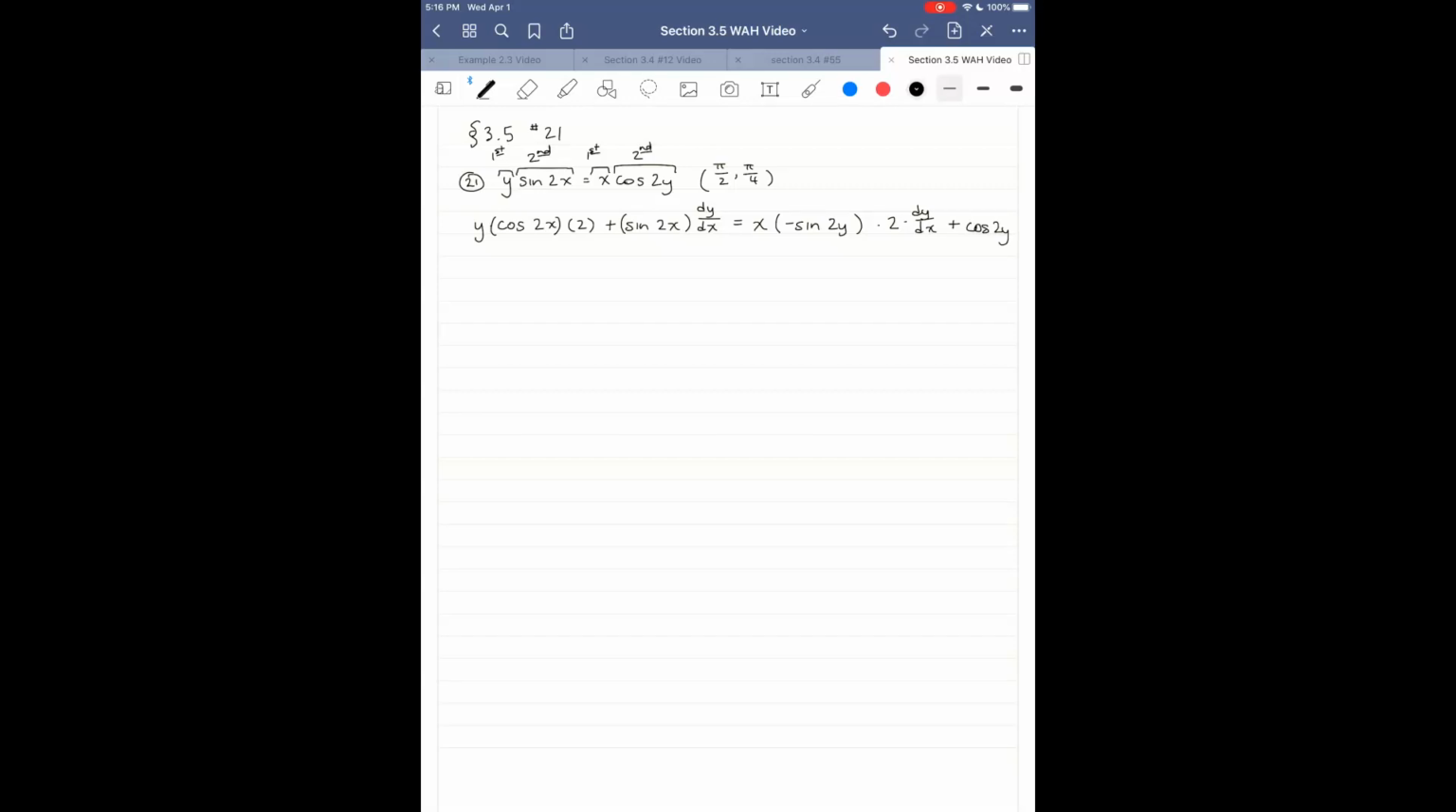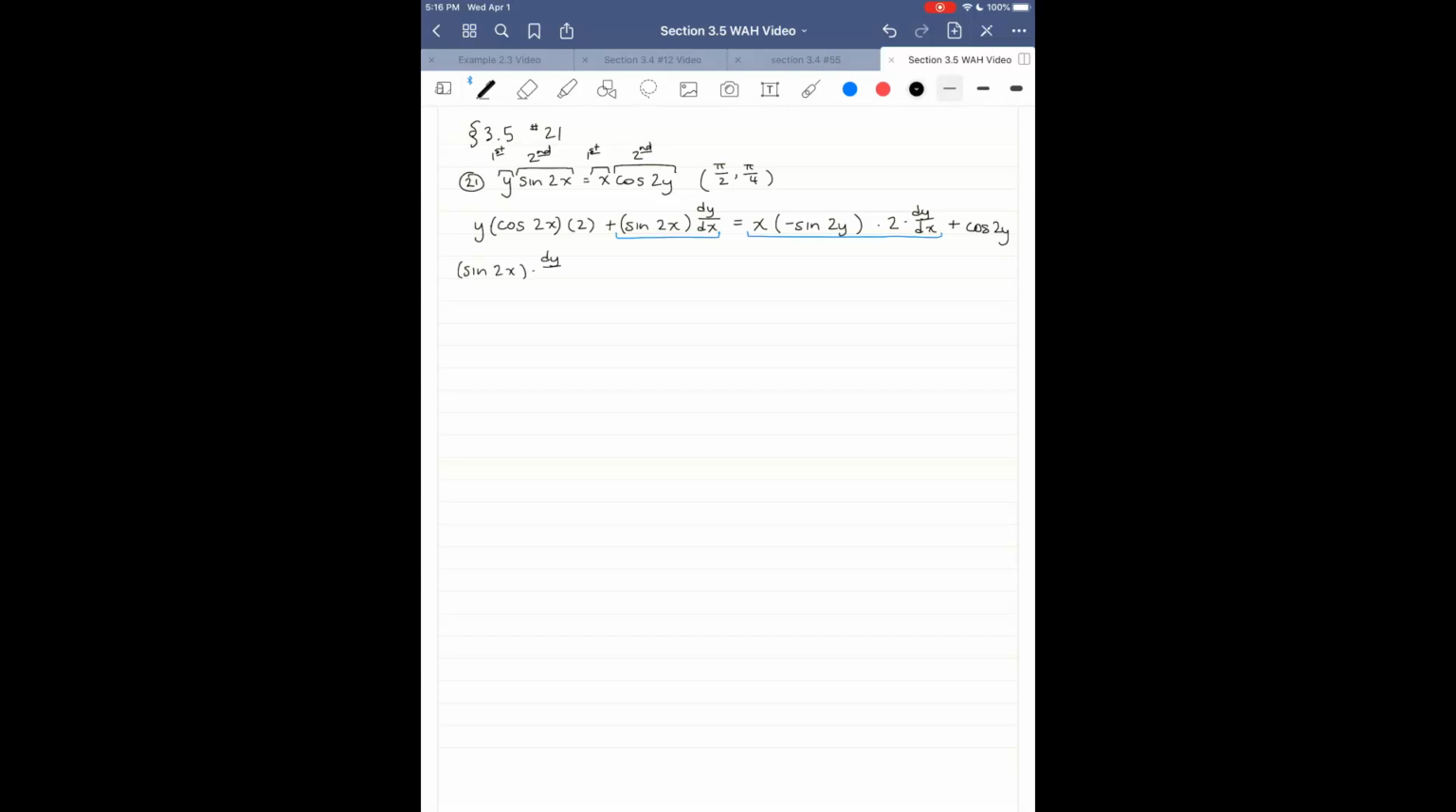So that's first times derivative of the second plus the second times the derivative of the first, and the derivative of x with respect to x is just 1, and since I'm out of space I won't write that explicitly here. Okay, and then our next job is to get all the terms with dy/dx together on one side of the equal sign, and I tend to put them on the left.